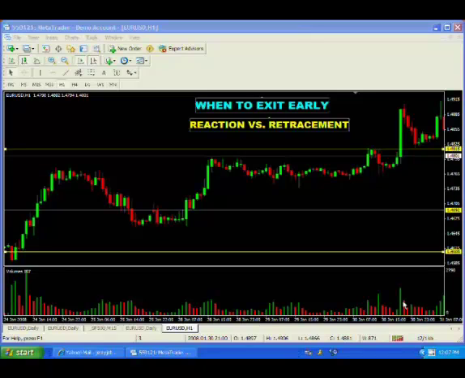Hello again, and welcome to Section 3, When to Exit Early, Reactions versus Retracement. Okay, now that we know what a reaction is and what a retracement is and what they mean to our trading, let's talk about a couple of other things. They're not the same thing, but they're kind of related.